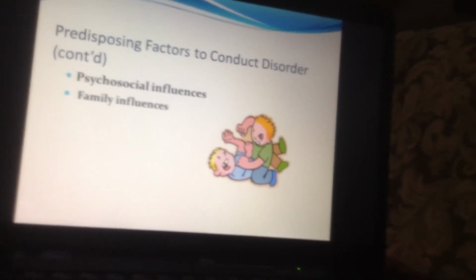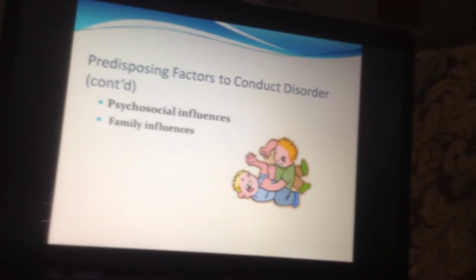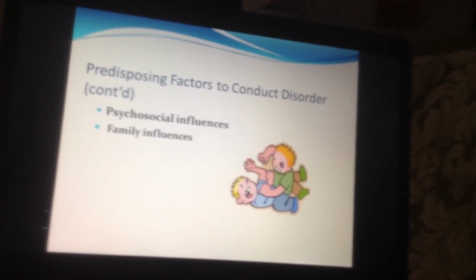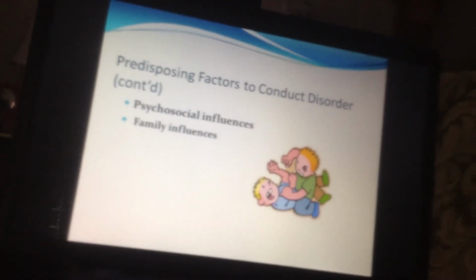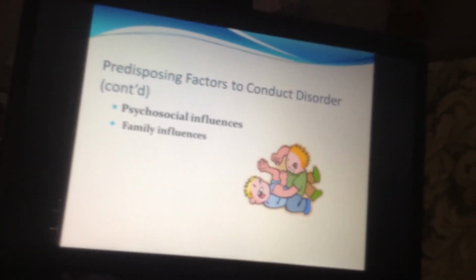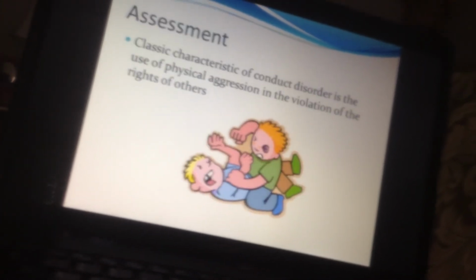Family: if there is a family that has a lot of parental rejection, inconsistent management with harsh discipline, early institutional living, or frequent shifting of a parental figure, those would be things to look at as far as what could predispose someone to conduct disorders.